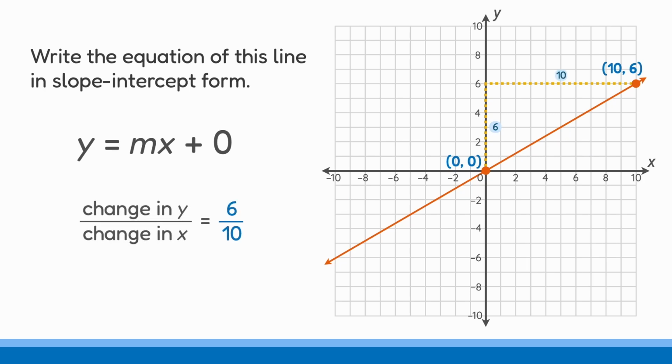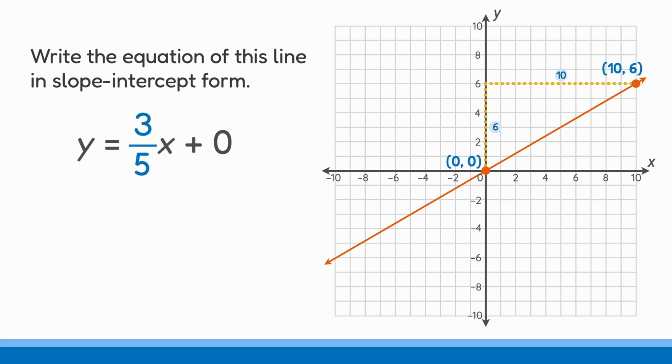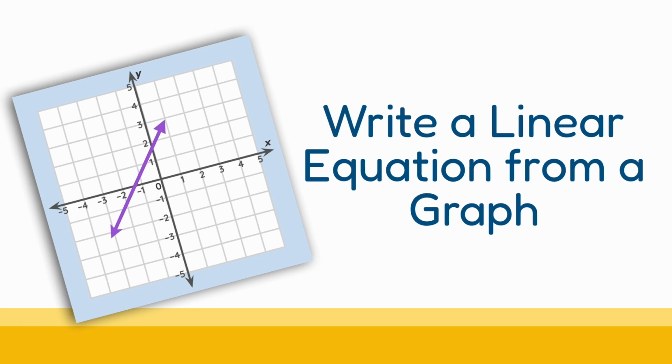So our slope is 6/10. But 6/10 can be simplified to 3/5. In fact, no matter which 2 points we pick, we'll always find that the slope is 3/5. So the equation of this line is y equals 3/5 x plus 0, which we can simplify to y equals 3/5 x. Wonderful job writing linear equations from graphs!